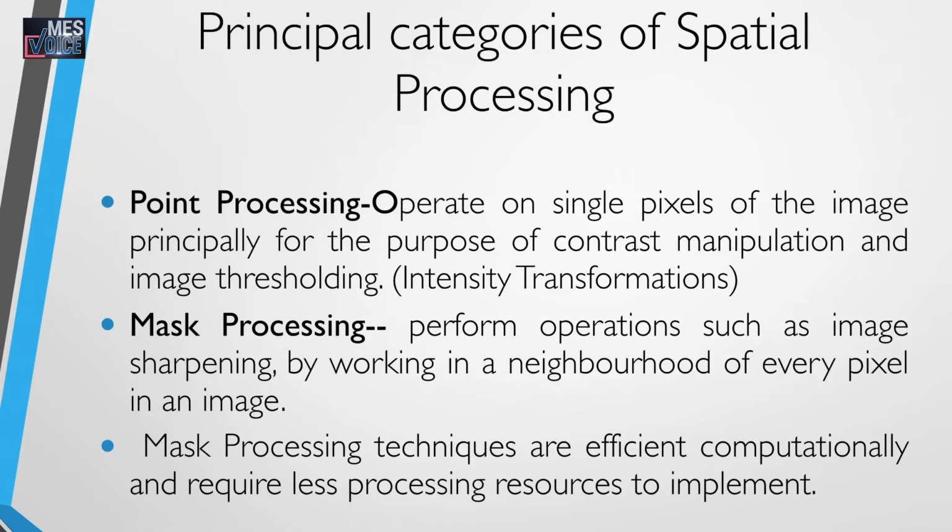The principal categories of spatial processing include point processing and mask processing operations. Point processing operates on single pixels of the image for the purpose of contrast manipulation and image thresholding. And mask processing performs operations such as image sharpening by working in a neighborhood of every pixel in an image. Mask processing techniques are computationally efficient and require fewer processing resources to implement.